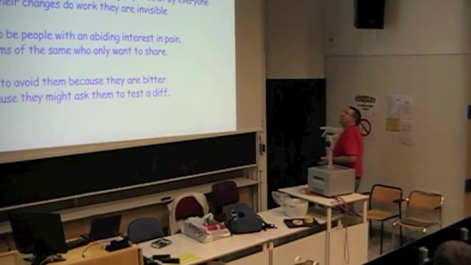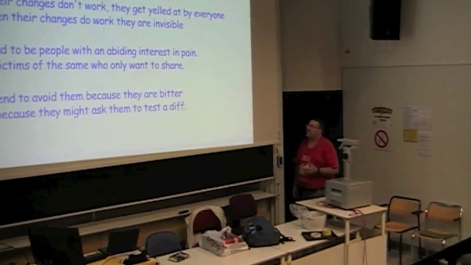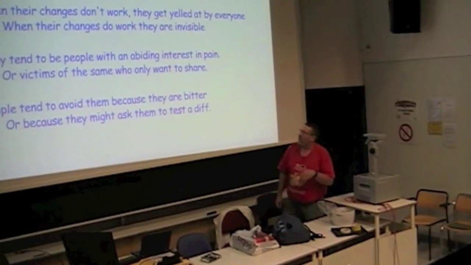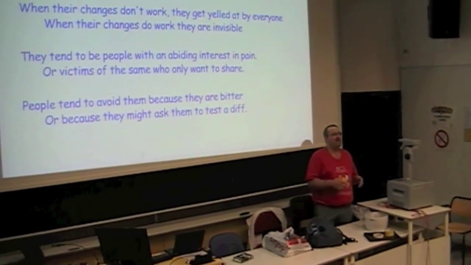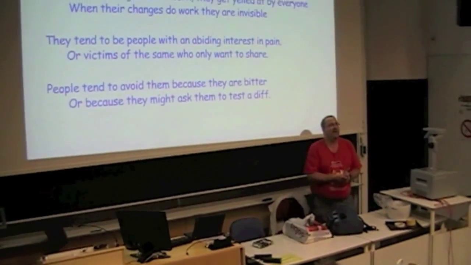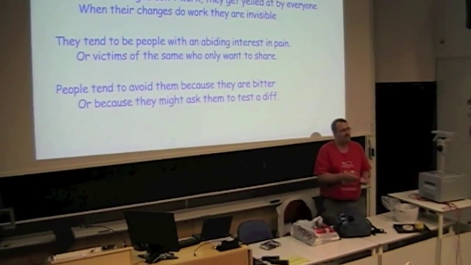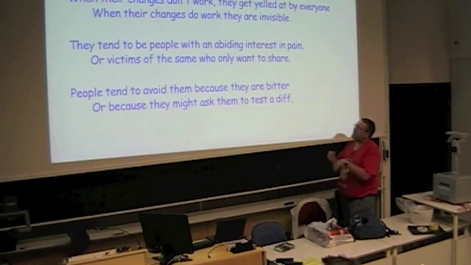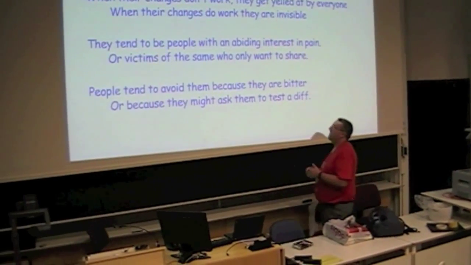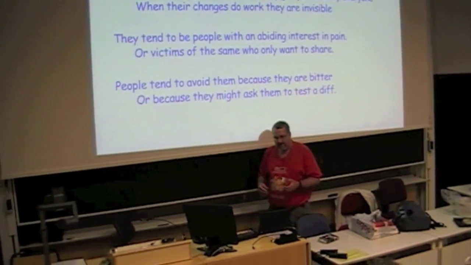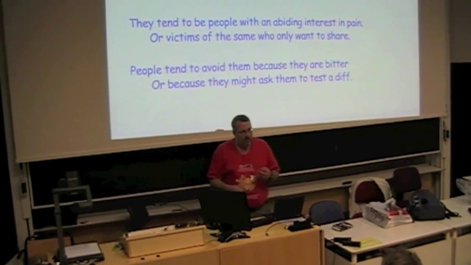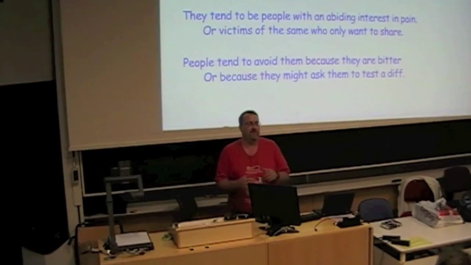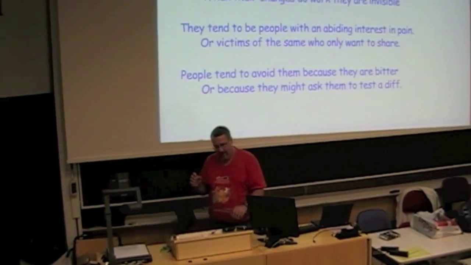So, what kind of people work in the VFS layer? Well, they tend to be people with an abiding interest in pain. Okay? Or they tend to be victims of the same, because people with an abiding interest in pain usually like to suck people in to share that pain. So people tend to avoid them because they're often dark and bitter, they smoke a lot, or because, God forbid, they might ask them to test one of their diffs. Okay, and I might lose my porn.